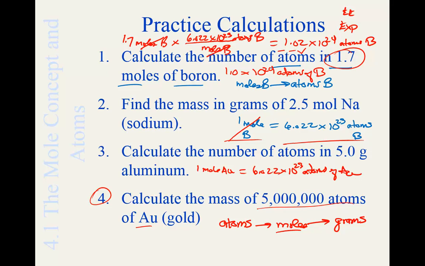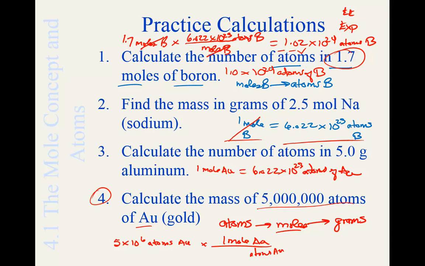All right, so I'm going to use that equality to make a conversion factor. Instead of saying 5 million here, I'm just going to say 5 times 10 to the 6. That's an easy way to do it. So I've got 5 times 10 to the 6 atoms of gold. Here I want to get rid of the atoms of gold, and I want to be left with moles of gold. 1 mole of gold, or how many? Yeah, 1 mole of gold here.